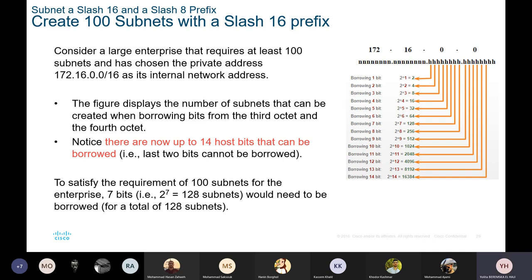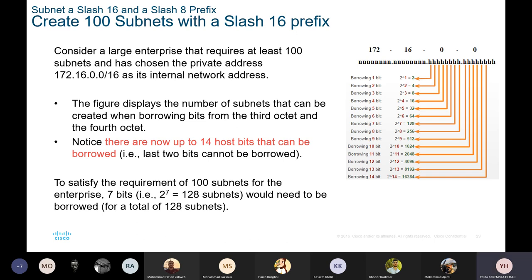Well, let's talk about subnetting in another way. We want to provide, let's say, 100 subnets, and the slash is 16. Let's take this number, 172.16.0.0. The first two octets are for the slash 16. This is the original address. Now what we want to do is 100 subnets.